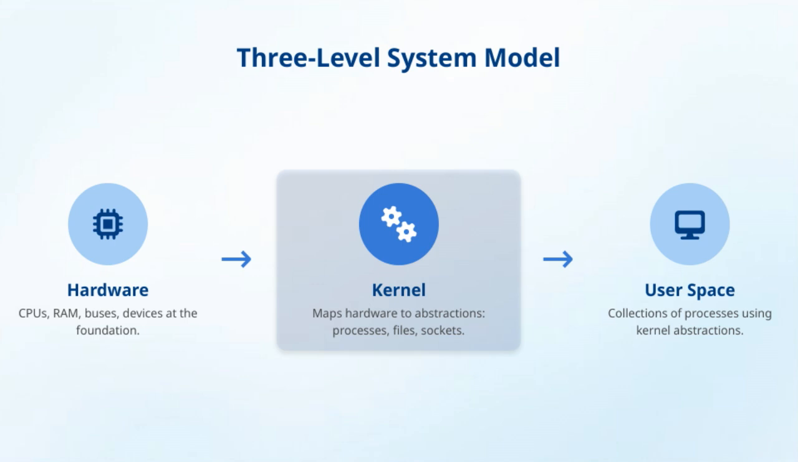This three-level system model helps us understand how different parts of the computer work together. The kernel abstracts the hardware details, making it easier for user space to interact with the system efficiently and securely. This layered approach is central to the overall system design, ensuring that hardware complexities are hidden behind well-defined interfaces, which in turn simplifies application development and system management.